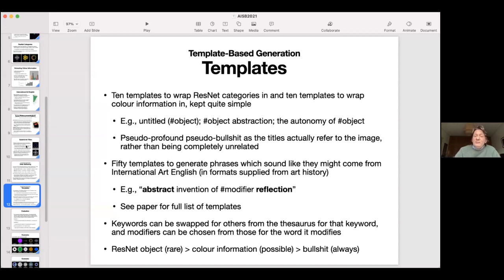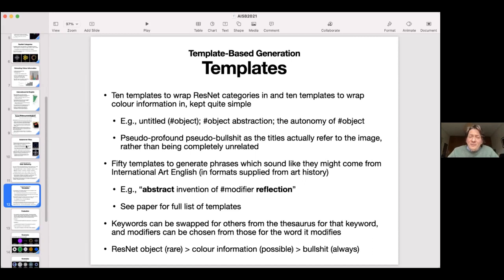Then I put together 50 templates to generate phrases which sound like they might come from International Art English in formats supplied from art history. That's where Blanca Perez Ferrer came in to advise on the kind of phrasing used in actual titles of real artworks, famous or not. So an example template is abstract invention of the modifier reflection. And the full list of templates is in the paper.